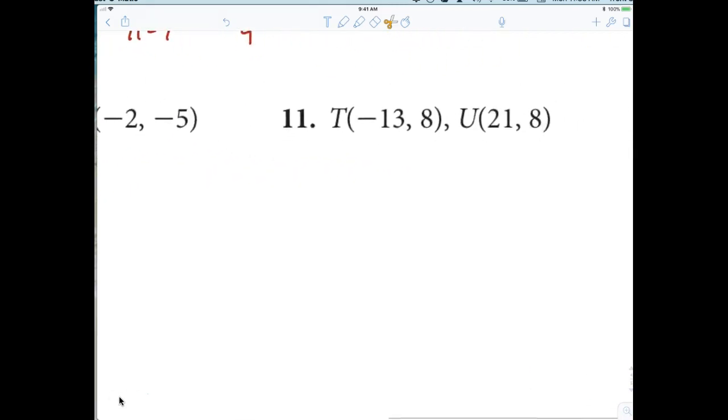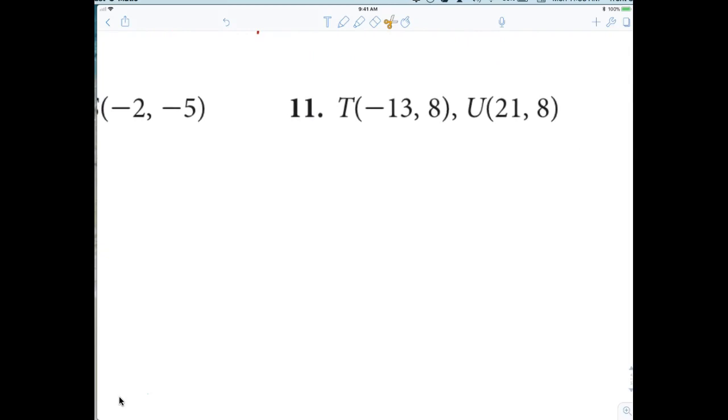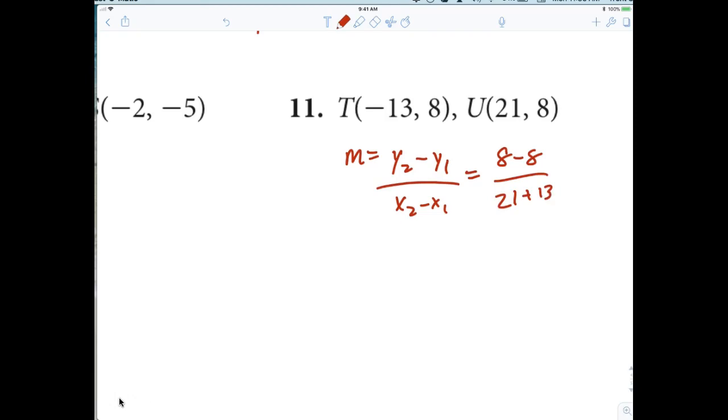All right, let's just knock out number 11. So let's write the formula. And that'll be 8 minus 8. And then 1 plus 6. Now she's smart because instead of writing a negative, just automatically change it to a positive. Is everybody happy with that? All right. So now what's 8 minus 8? And what's 21 plus 13? So 0 over anything is always 0.